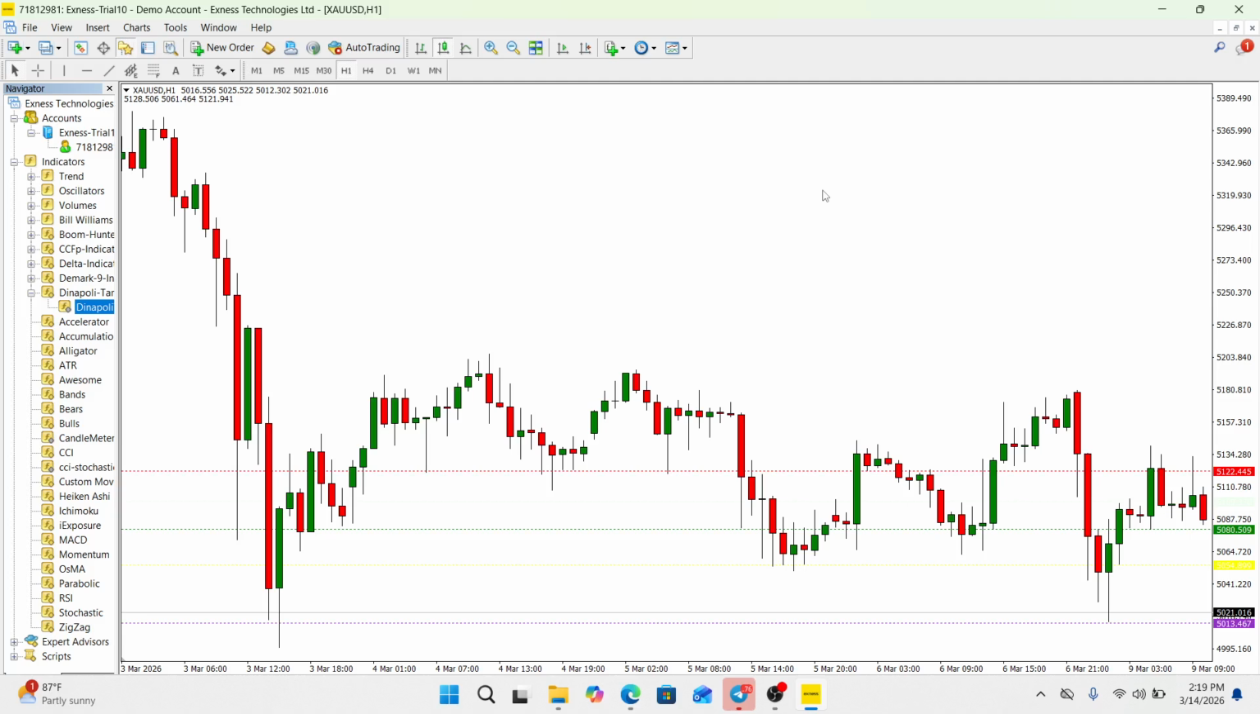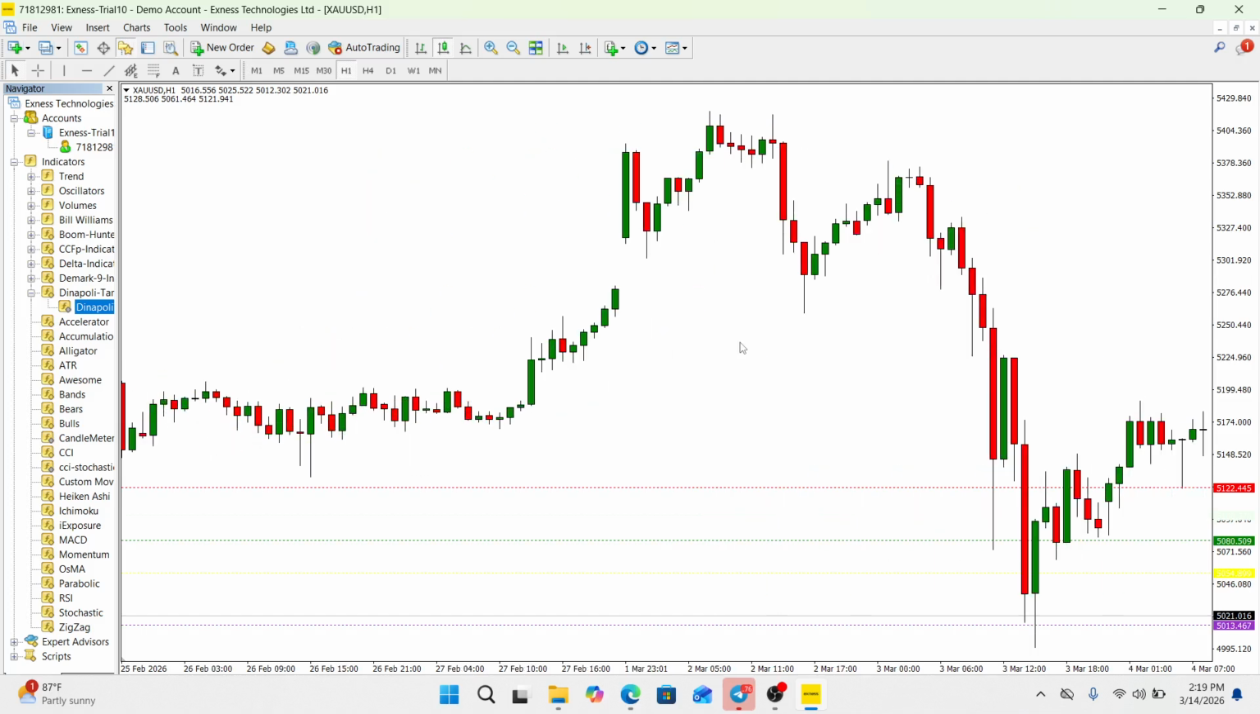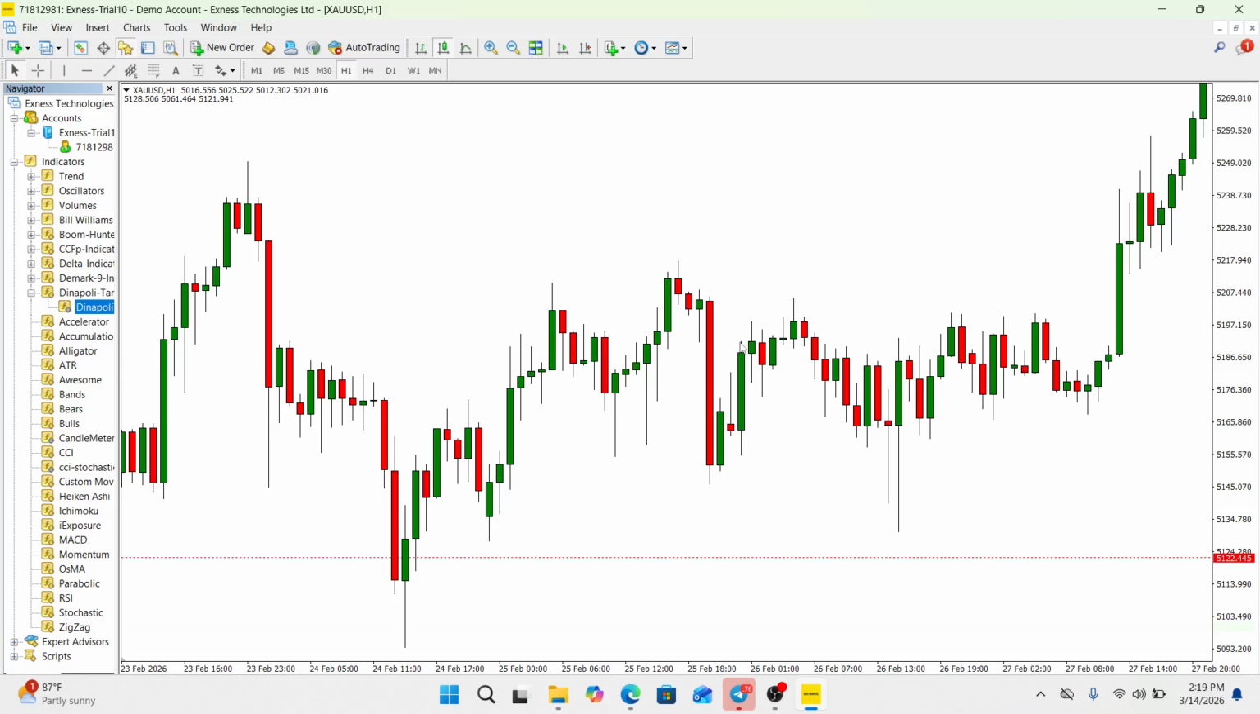As for who it is for, the Dinapoli Targets Indicator is useful for both scalpers and trend traders who want clear, pre-calculated target levels on their charts. It takes the guesswork out of level identification.